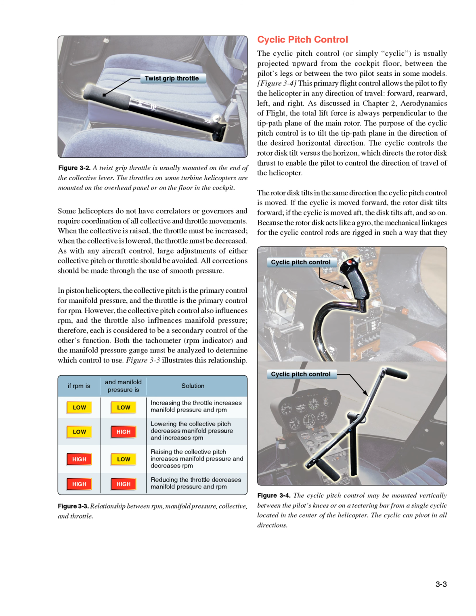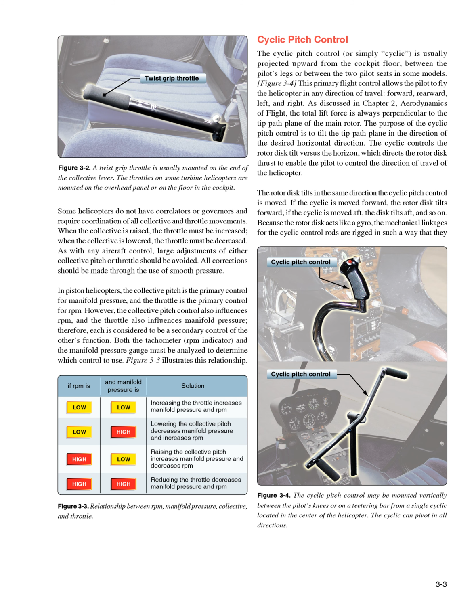Cyclic pitch control. The cyclic pitch control, or simply cyclic, is usually projected upward from the cockpit floor, between the pilot's legs or between the two pilot seats in some models. Figure 3.4. This primary flight control allows the pilot to fly the helicopter in any direction of travel: forward, rearward, left, and right. As discussed in Chapter 2, Aerodynamics of Flight, the total lift force is always perpendicular to the tip path plane of the main rotor.